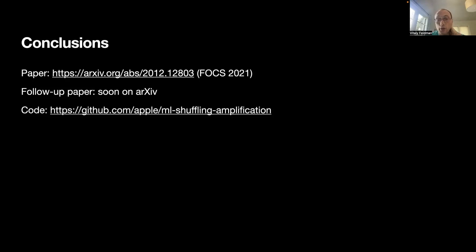Okay, so that's all that I had to say about the results. Let me just briefly conclude. As I mentioned, the paper is online. It appeared in FOCS 2021, and the follow-up will also be very soon on arXiv. There is also code on GitHub, if you want to compute it. I mean, the code for numerical computations.